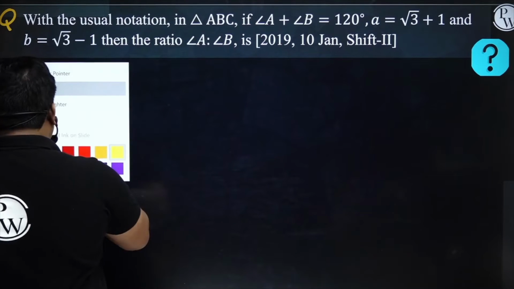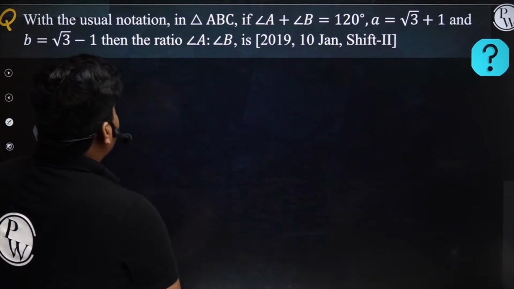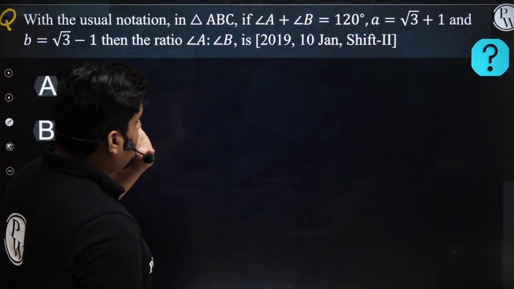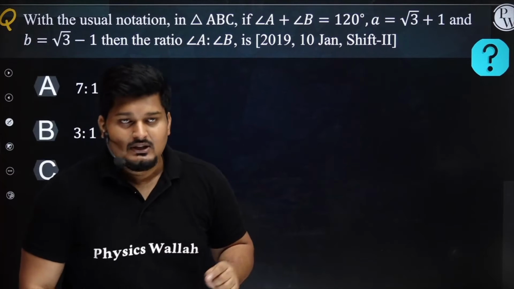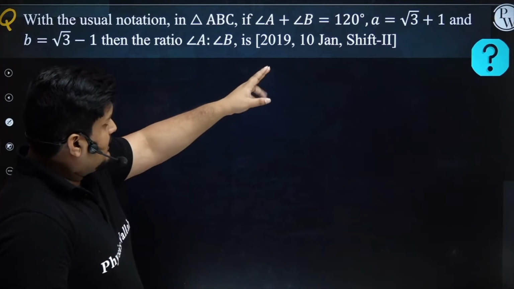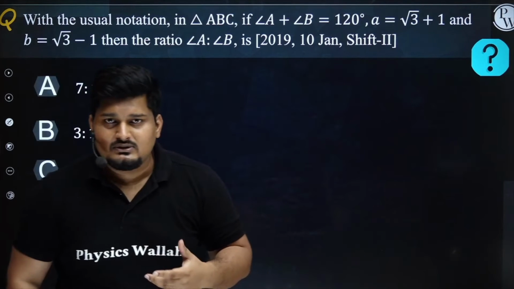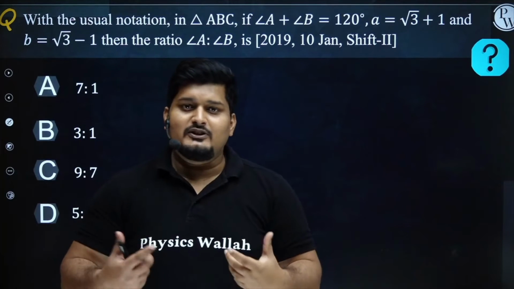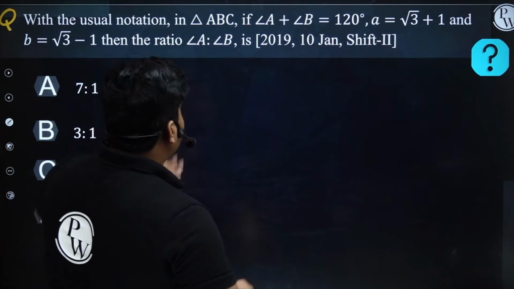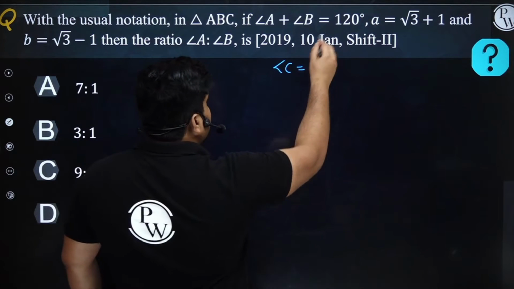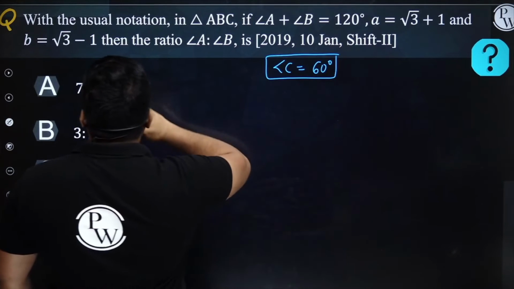Okay. So, as per the question here, with the usual notations, in triangle ABC, angle A plus angle B is 120. Side a is given, side b is given. We have to find out the ratio of angles. So guys, A plus B is given, and sides a and b are given. What information do we have, and what should we start with? I have angle C information. What is angle C? It is equal to 60 degrees, right?